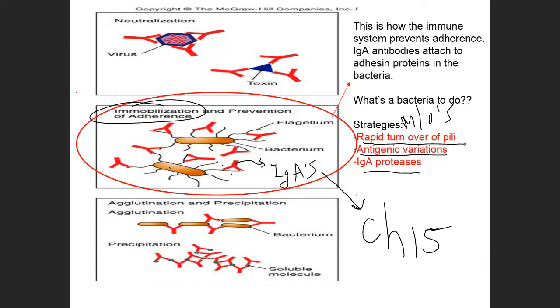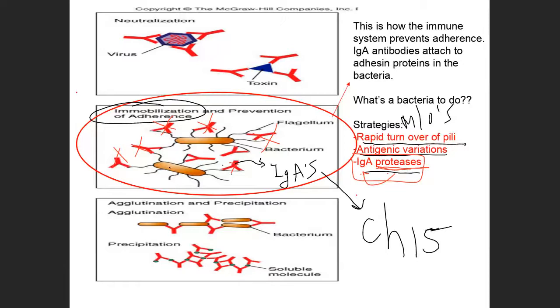Okay, the bacteria in turn could secrete IgA proteases. IgA proteases are enzymes that destroy proteins, proteases, more specifically IgA proteins. So that will destroy the antibodies and it will prevent the antibodies from immobilizing the bacteria. So there is one strategy.